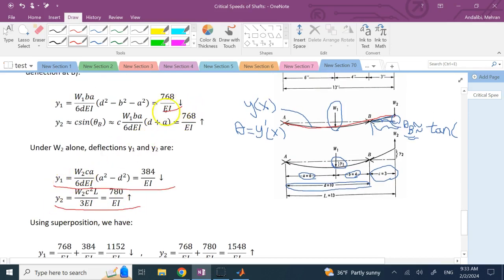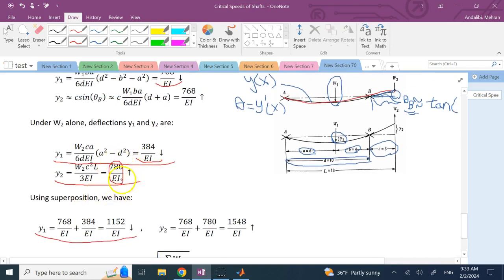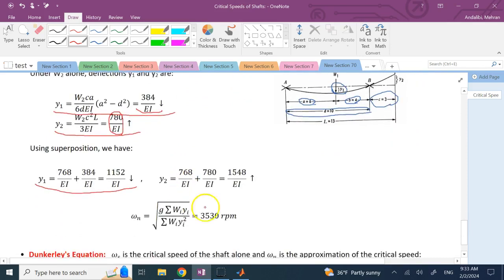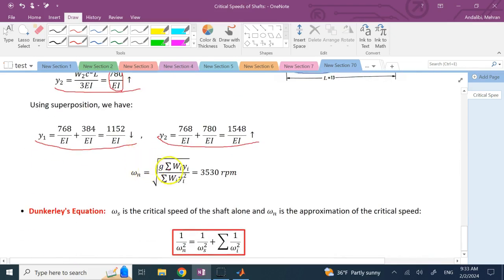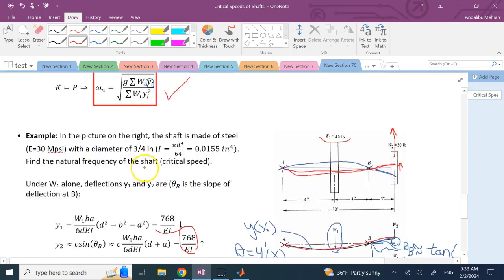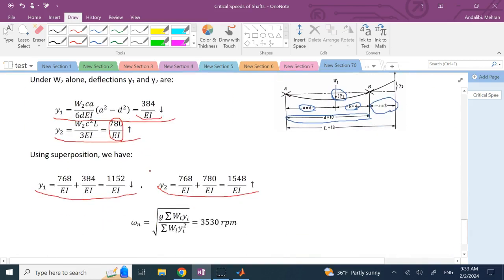Now you combine this y1 downward and that y1 downward, you get this total y1 downward this much, and then you combine this y2 upward and this y2 upward together, and you get this much y2 upward. And now if I use that y1 and that y2 into this formula and plug in the numbers for E and for I, then I should be able to calculate exactly the values of y's and plug them in. And finally, you see that your critical speed is going to be 3530 RPM.